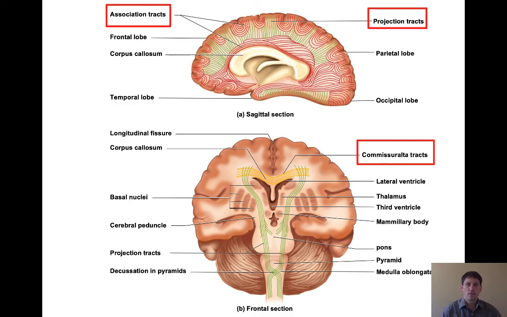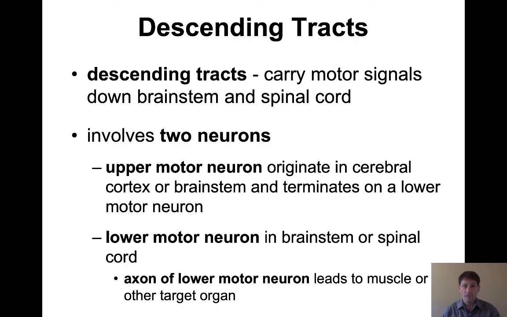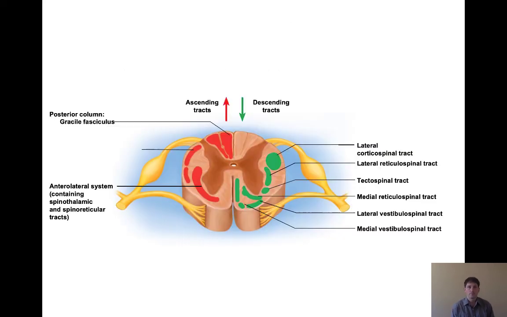And then our brains can send out information through our descending tracts. And so this is going to carry motor signals down through the brainstem and the spinal cord. But this only involves two neurons. So our upper motor neuron is going to start in our cerebral cortex or maybe in our brainstem, and ends on a lower motor neuron. And that lower motor neuron is going to come out of either the brainstem or the spinal cord and pass out to our effector. And that is going to lead to our muscles or our organs.